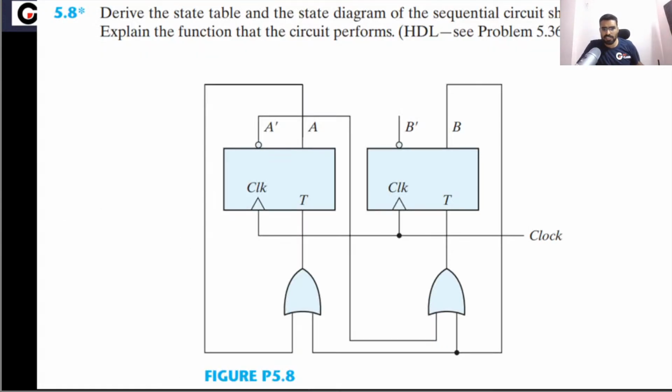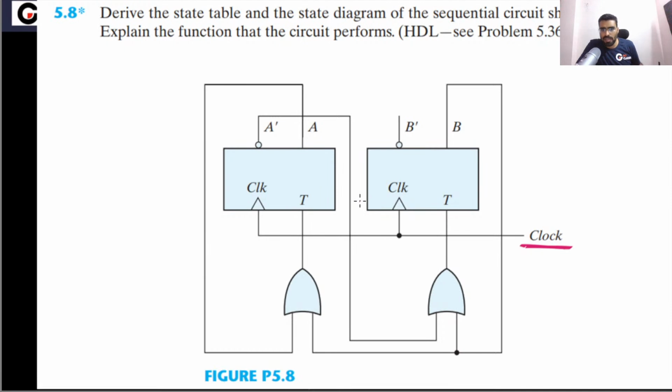So what is this question asking? In this question, you can notice that this counter is given to you, and this is a synchronous counter. Why is this a synchronous counter? Because we are applying the same clock to both flip-flops. There are two T flip-flops, and both are operated by the same clock. So that is the reason this is a synchronous circuit.